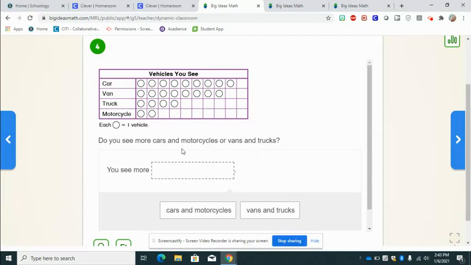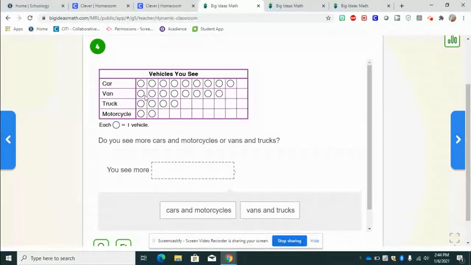So there are 1, 2, 3, 4, 5, 6, 7, 8, 9 cars, and we're going to count our motorcycles, which is 2. So 9 plus 2 equals 11. So there are 11 cars and motorcycles all together. So remember that number 11. Then we're going to add our vans and trucks.